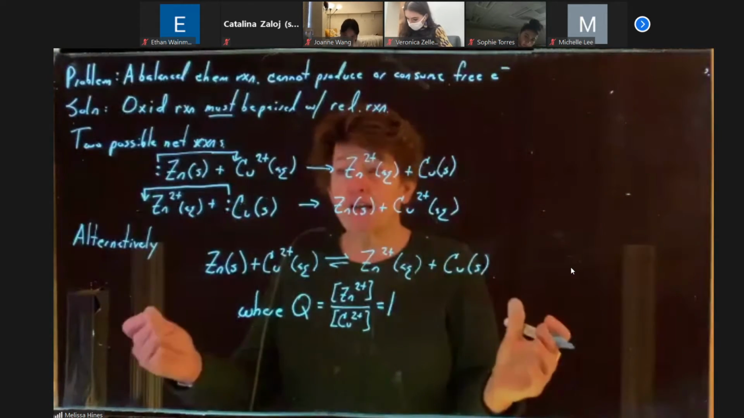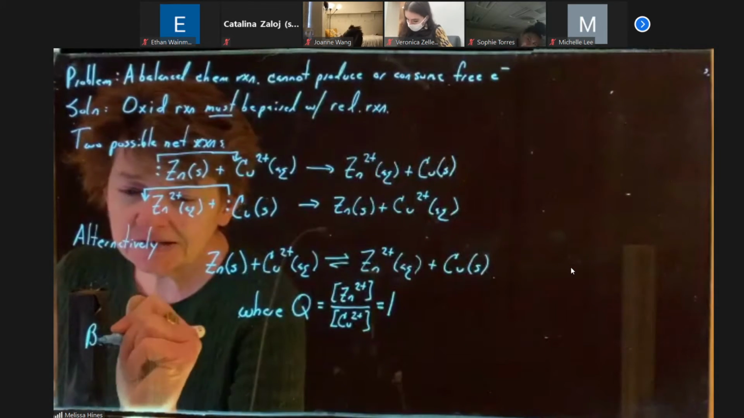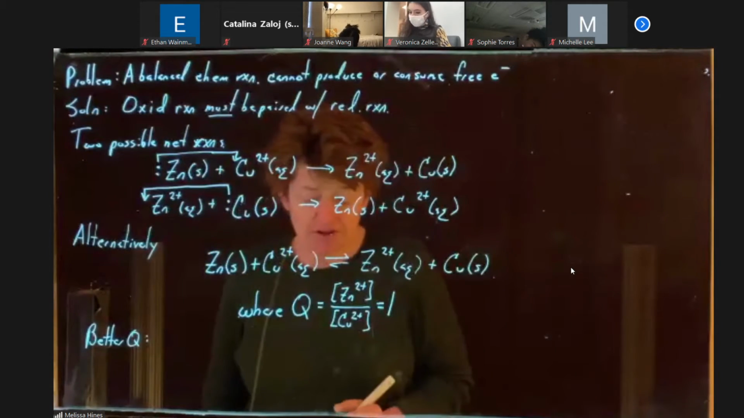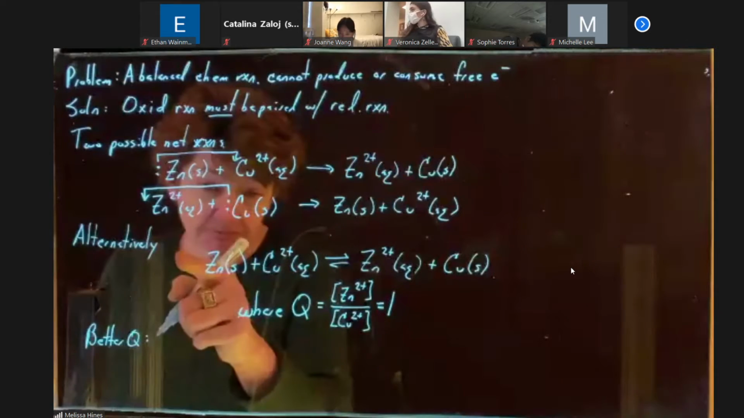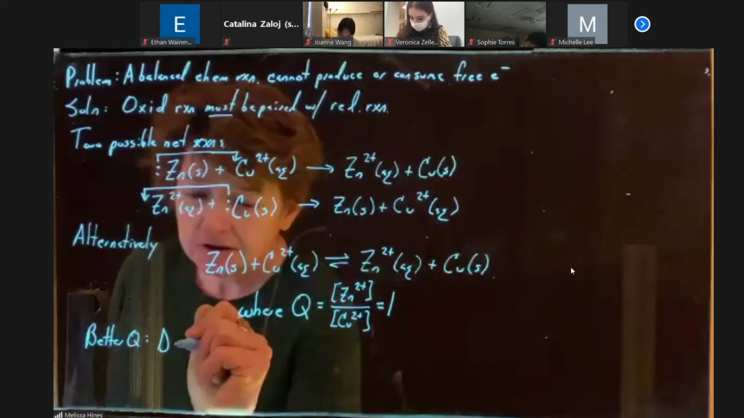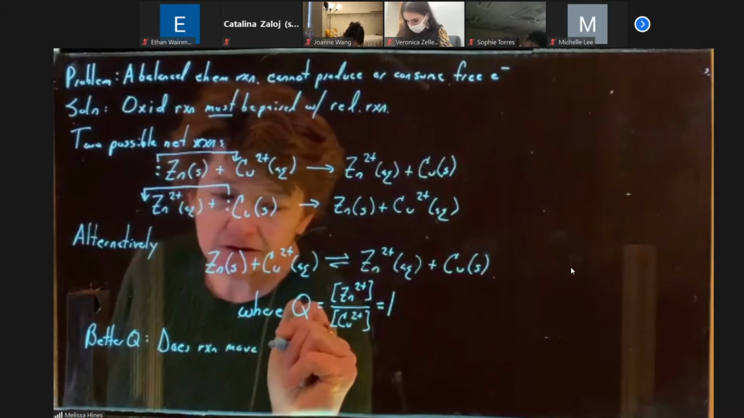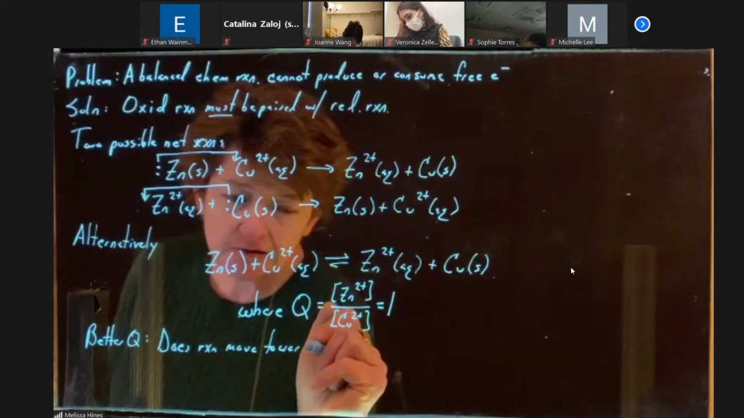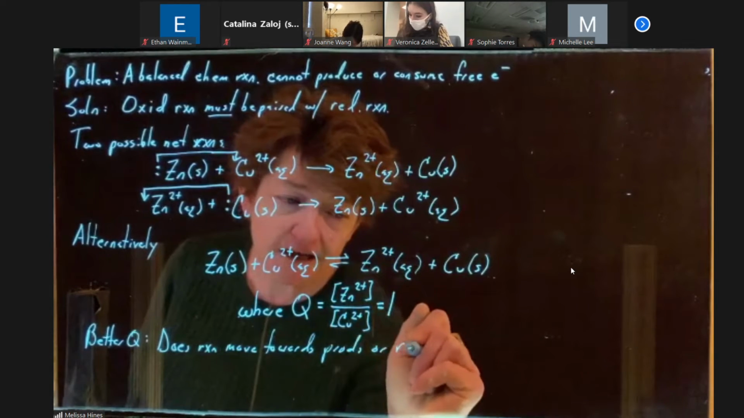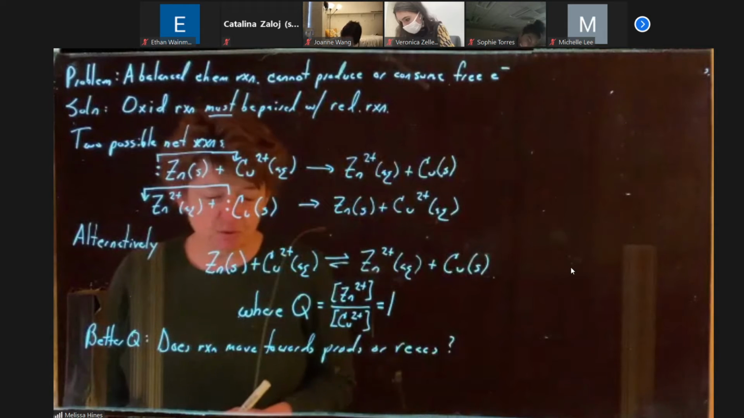So a better way of posing our question than what happens would be to say this somewhat differently. A better question to be asking is, does the reaction move, and by reaction I mean this reaction, does it move towards products or reactants? So does our reaction move towards products or reactants, starting from the middle, which is Q equal to 1.